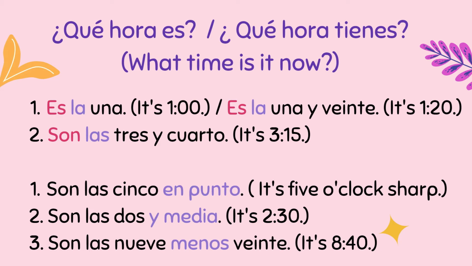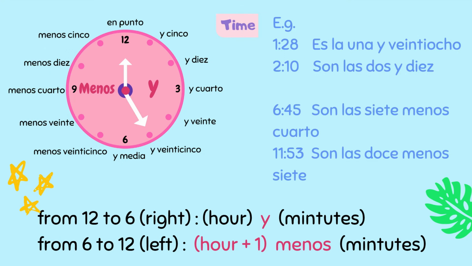Let's have a look. We can see the clock from 6 to 12 on the right side. We would say the hour y the minutes, like 2:10. Son las 2:10. And when it is from 6 to 12 on the left, we would express it in the form of how many minutes to what time, using menos.